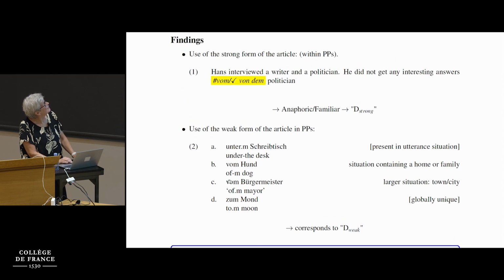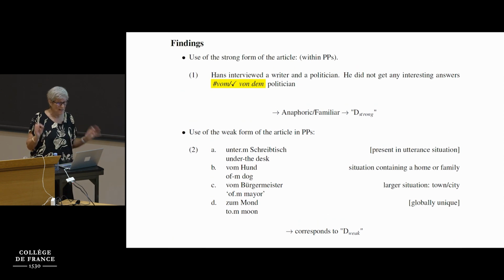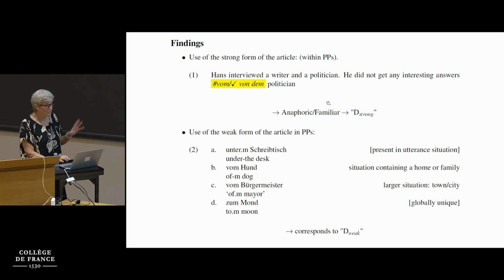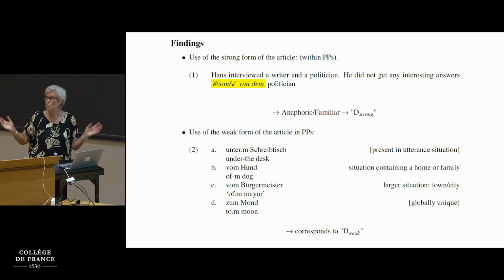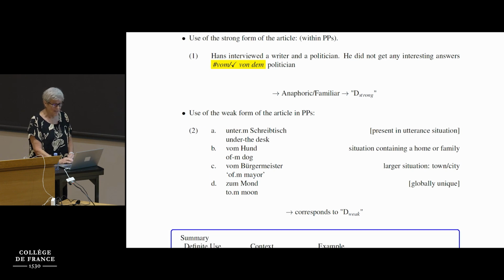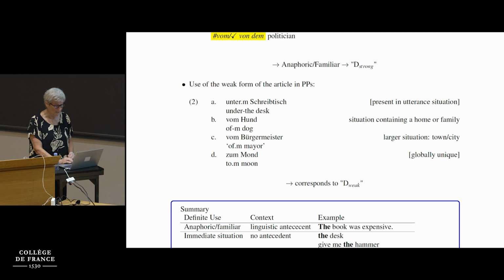Okay, so here basically the findings are that if you have a strong form of the article, and you get an example like, Hans interviewed a writer and a politician, he did not get any interesting information from the politician, but not with the weak form. You have to use the strong form for the anaphoric meaning. And if you use the weak form of the article, it's like unterm Schreibtisch, vom Hund, vom Bürgermeister, zum Mund, you use the contracted form of the preposition and the determiner. Okay, so that corresponds to the weak determiner.